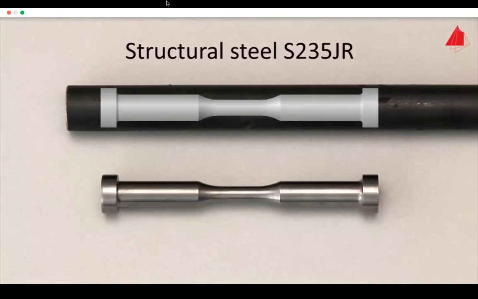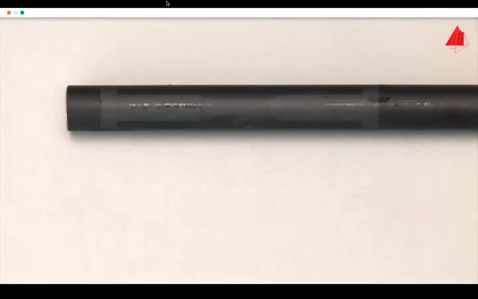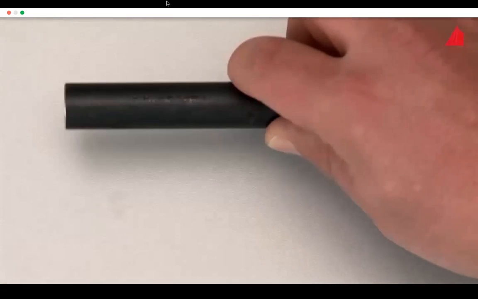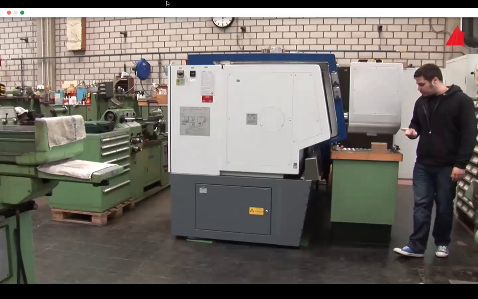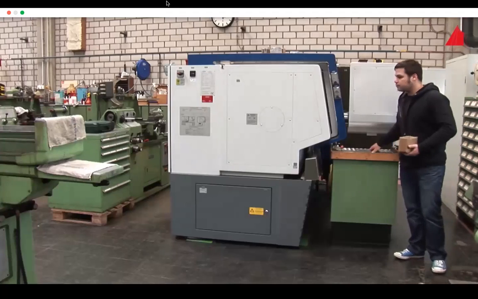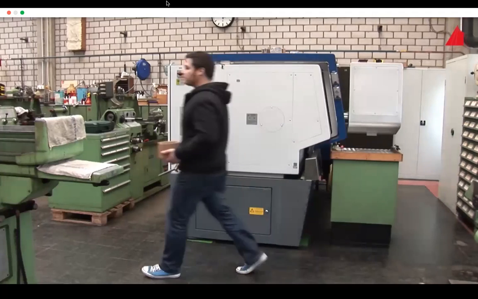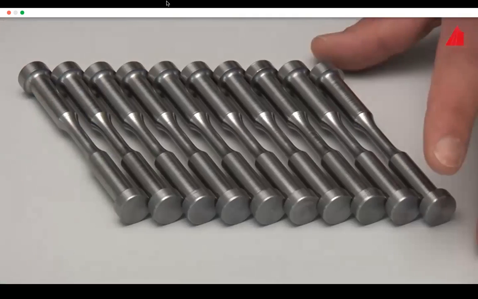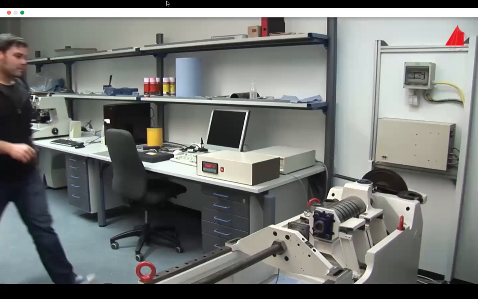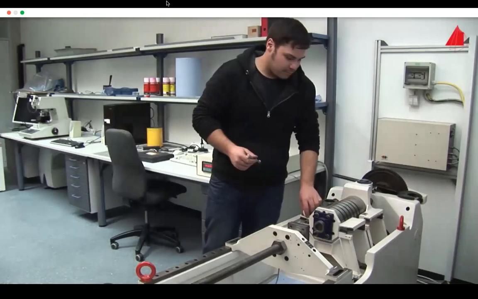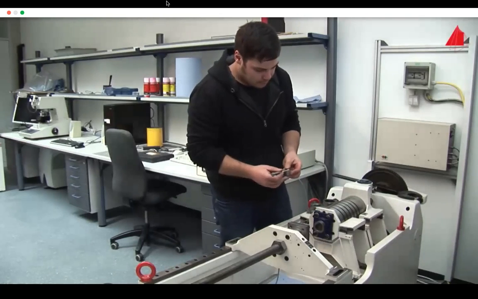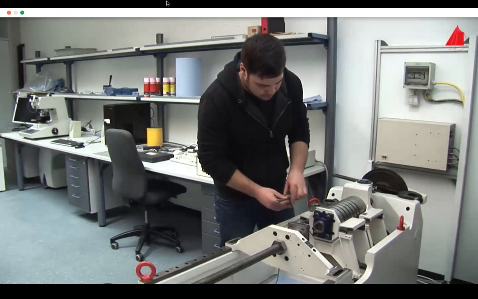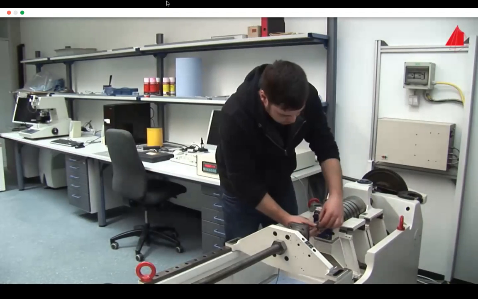The shoulder-shaped ends have been designed for safe gripping. The actually tested region is cylindrical with a diameter of 6 millimeters. The material tester goes to the workshop to get 10 specimens manufactured from the rods, not just one. All of the specimens are as identical as possible. Back in the lab, he has all specimens ready for use and picks out the first one.